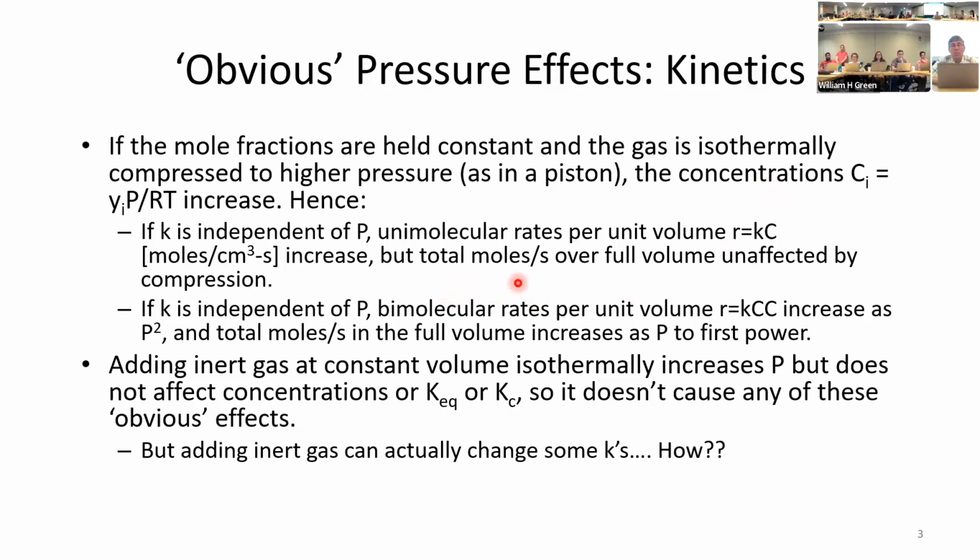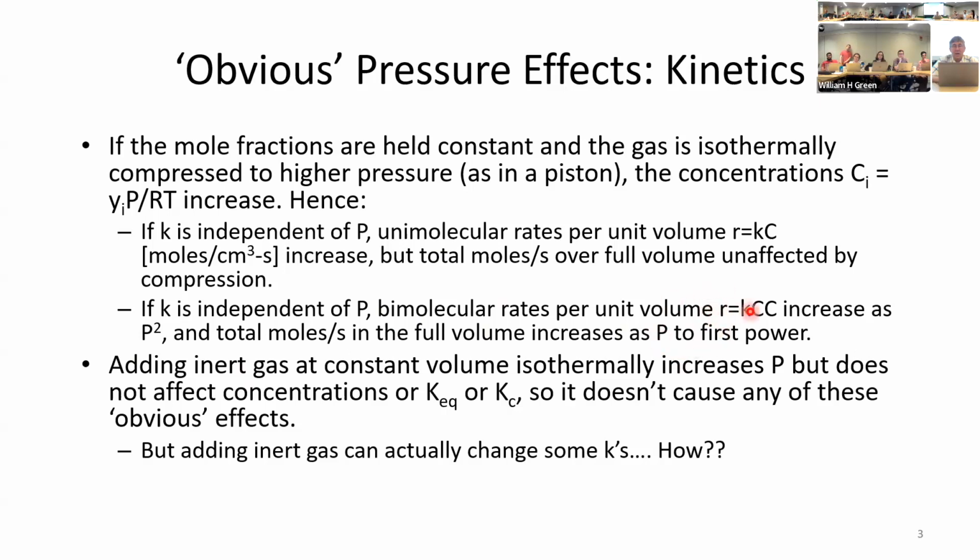But the total number of moles of stuff that's reacting per second over the full volume will not change, because this is the rate per unit volume. To get the total number of moles, I have to multiply by the volume, but the volume got smaller by just as much as the concentration went up. So the total rate in terms of moles per second is unchanged for a unimolecular reaction. But for a bimolecular reaction, you have two powers of concentration, for the two reactants. And so the rate per unit volume goes up as p squared, and the total moles integrated over the whole volume increases as p to the first power.